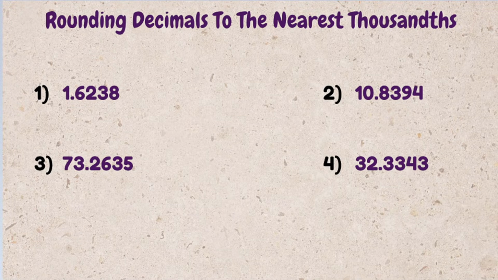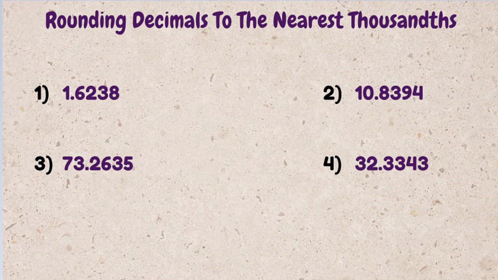In today's video, we're going to talk about how to round decimals to the nearest thousandth. Let's look at these four examples here. The first thing we're going to do is identify where our thousandth position is. We're going to evaluate the number directly to the right of it. If it's 5 or higher, we round up. If it's 4 or lower, we round down.